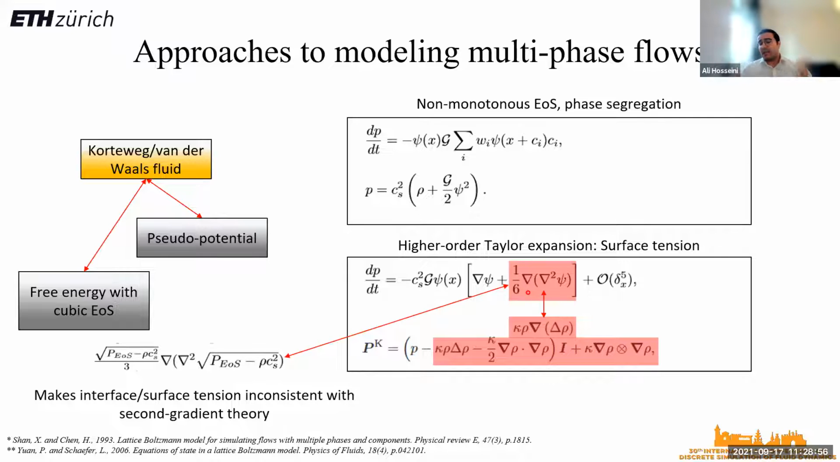But after the development of the model, a lot of people worked on including realistic equations of state in the context of the pseudo-potential formulation. One of them is shown here, and the appropriate reference is here. So if you use these methods to incorporate realistic equations of state, you see that you are effectively changing the form of your surface tension term and making it inconsistent with the Korteweg stress tensor.